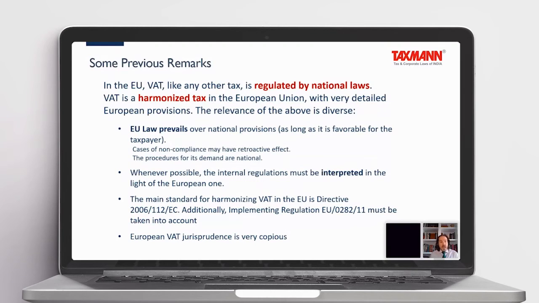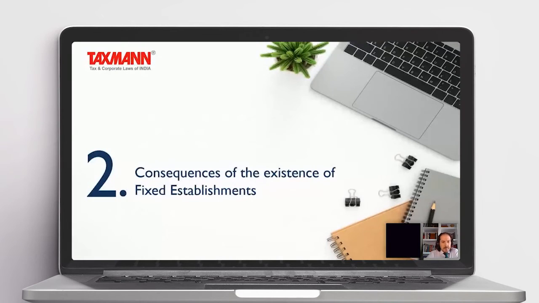Okay, on top of the directive, we have an implementing regulation. This is the regulation quoted at the bottom of the slide, and this regulation establishes in a more detailed way how we have to understand some parts of the directive. So we have a legal background that somehow is difficult, but it is the legal background we have in VAT, which corresponds to GST in India, and the VAT we have in the European Union is, at the end of the day, more or less the same.